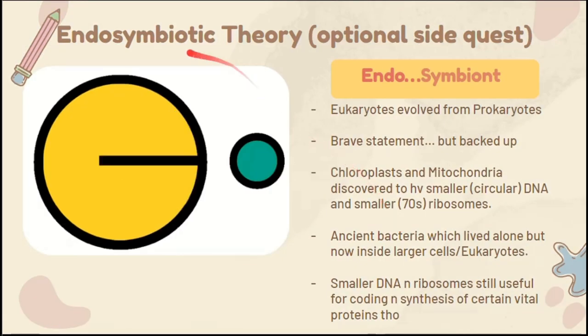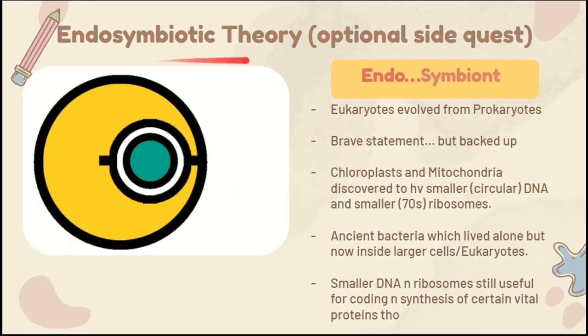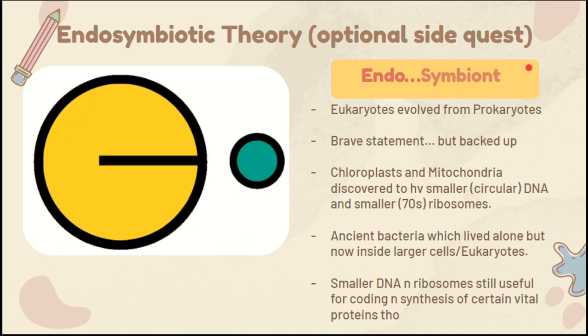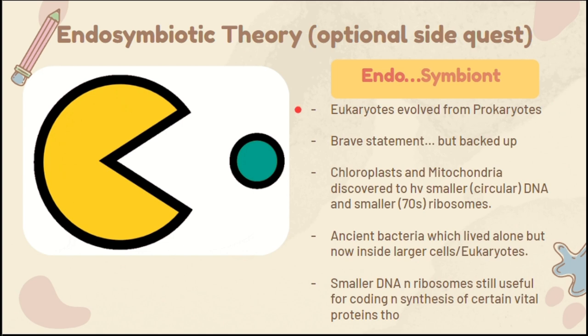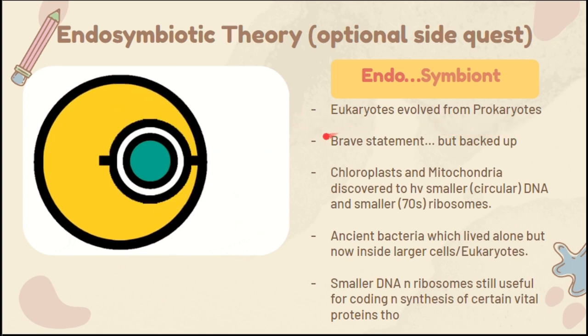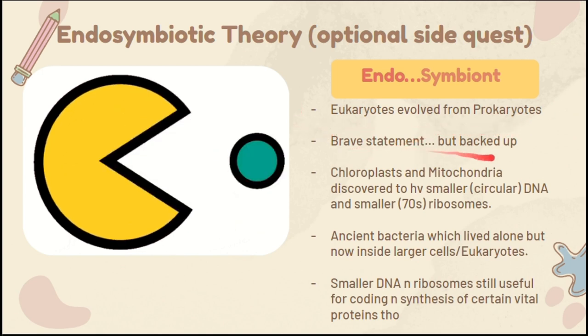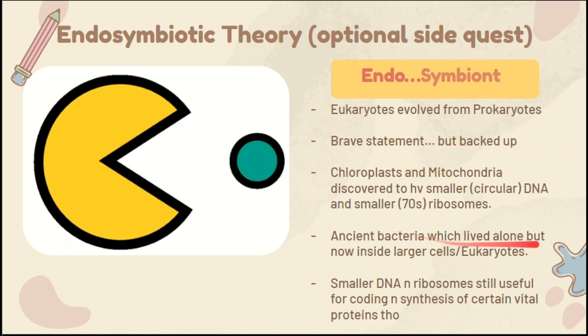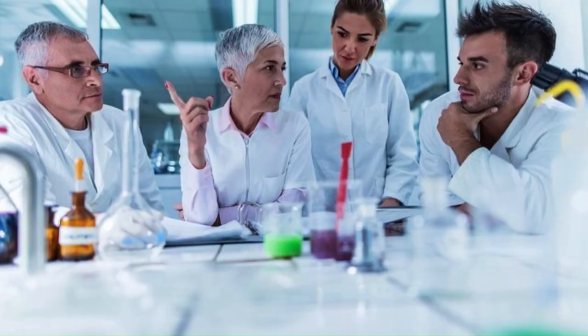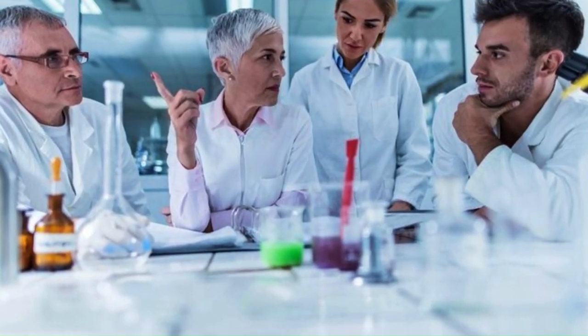The endosymbiont theory is not required to know for your syllabus, but would be good to have an idea about. So this is your moment to sit back and kinda relax. The theory basically states that eukaryotes evolved from prokaryotes. Just keep listening, it kinda makes sense. So when scientists discovered chloroplasts and mitochondria having their own circular DNA and smallish 70S ribosomes, they thought, bro, this is kind of sus, don't you think?